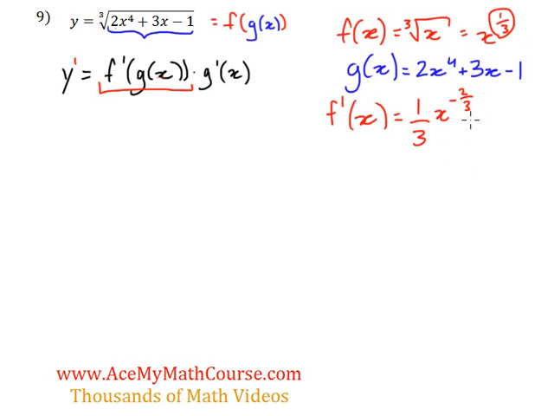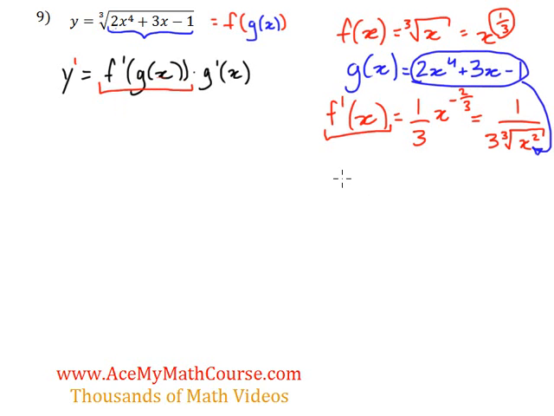And of course I can rewrite this as 1 over, if I want to bring the x down, since the exponent's negative, 1 over 3 times the cubic root of x squared. Great. Now, we're not interested in f prime of x. We're interested in f prime of g of x. So, what do we need to do? Let's actually take this and plug it in for x.